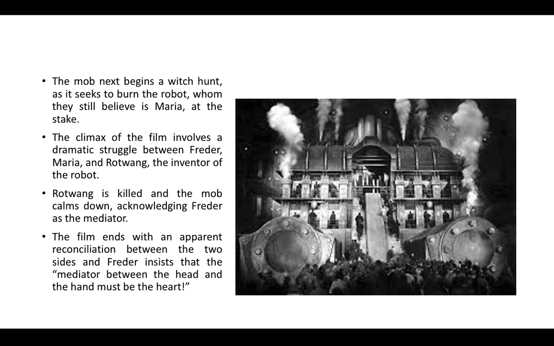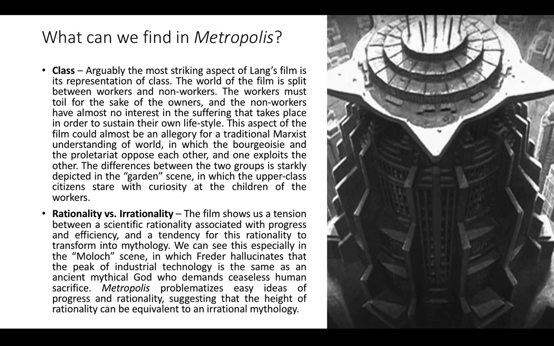So the two opposing, conflicting sides appear to come together through the kind of figure of the emotionally aware and caring individual, which is represented by Freda and also by Maria at different points in the film. Okay, so what about the themes? What are the things that we're going to take from Metropolis which will help us to embark on this study of the representation of the urban in cinema?